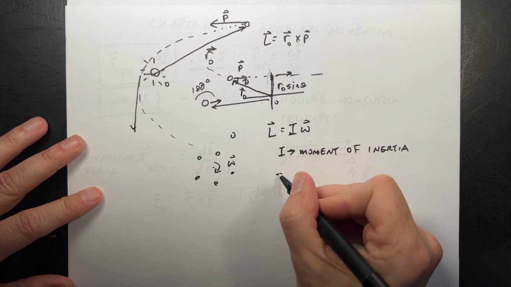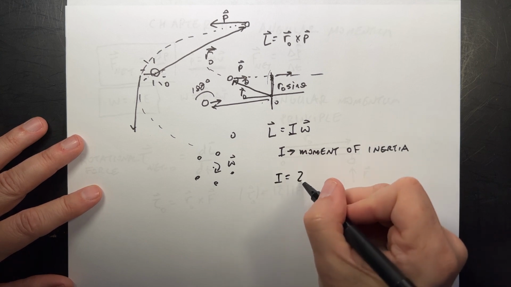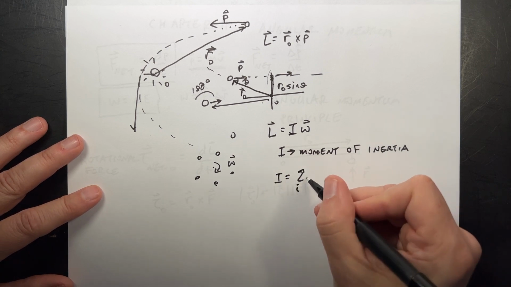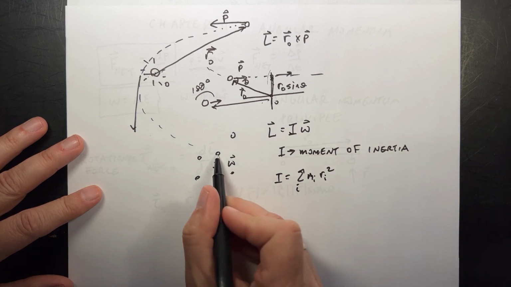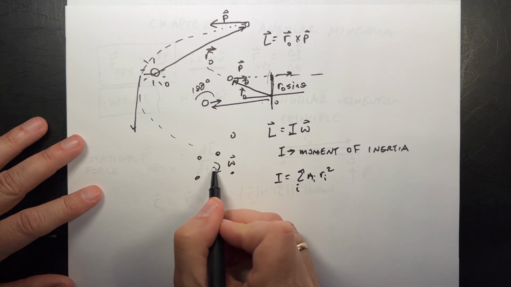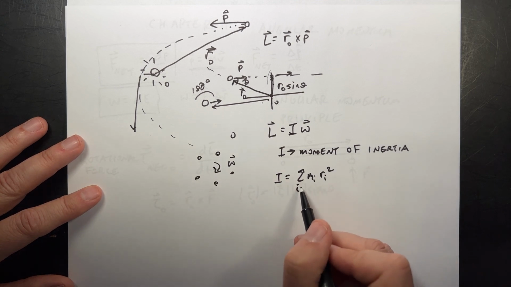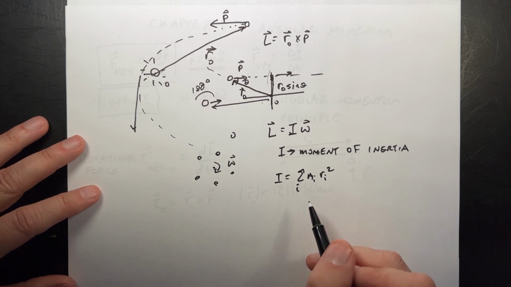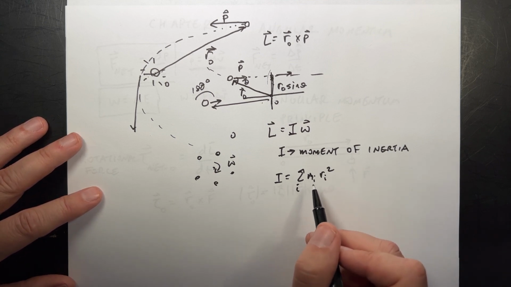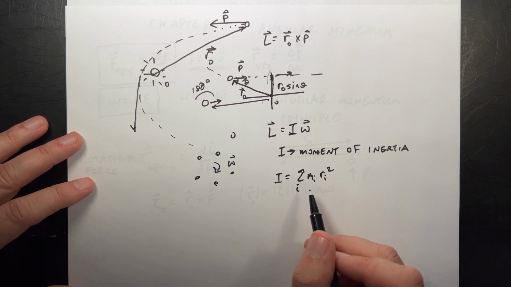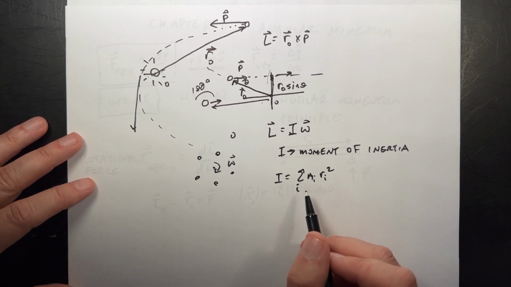So the moment of inertia for finite sets of points is defined as the sum over i of m_i r_i squared. So I need to take each mass and take its distance to the point of rotation squared and then add all those up. We can do this for continuous distributions by turning this into an integral, but I'm not going to. I have videos on deriving moments of inertia of different objects.